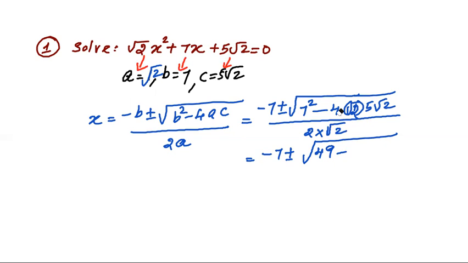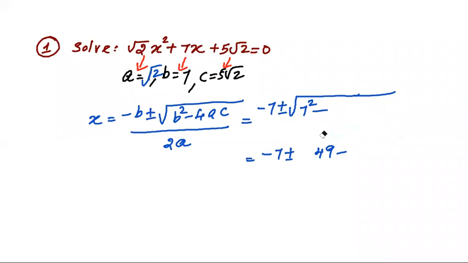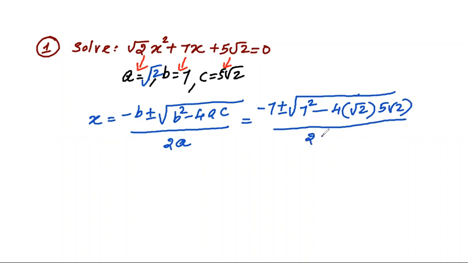So let me rewrite it. So what's the formula? The formula says x equals minus b plus or minus root of b square minus 4ac, all divided by 2a. So that is equal to minus 7 plus or minus root of 7 square is 49, minus 4 into a is root 2, c is 5 root 2, all divided by 2 into a, that is 2 root 2. 4 into 5 is 20. Root 2 into root 2 is 2. So this whole will become 40.